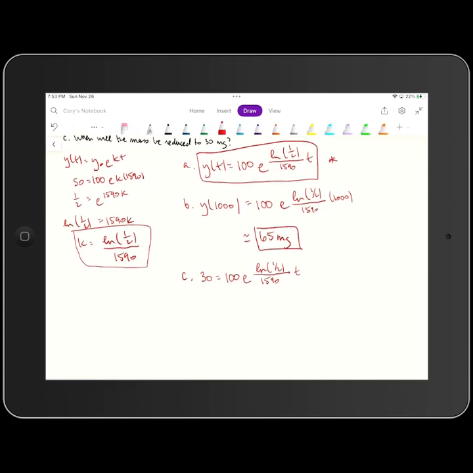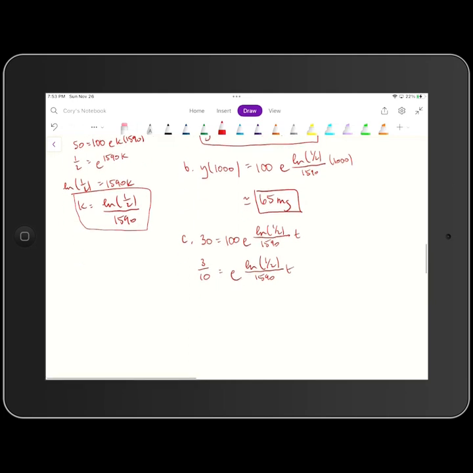So we're going to go ahead and solve for t. We're going to divide both sides by 100. So 30 divided by 100 is 3/10 equal to e to the natural log of 1/2 divided by 1590 times t power. Then we're going to apply natural log to both sides. So that's going to give me the natural log of 3/10 equal to, when I take the natural log of the right-hand side, that just leaves me with the natural log of 1/2 divided by 1590 times t.